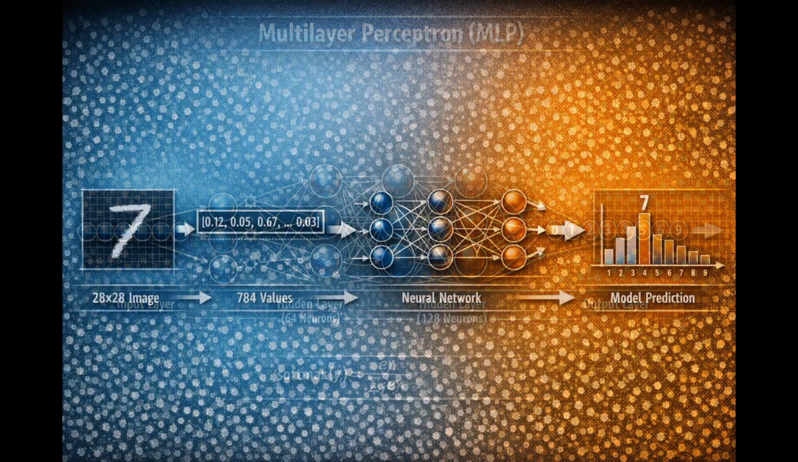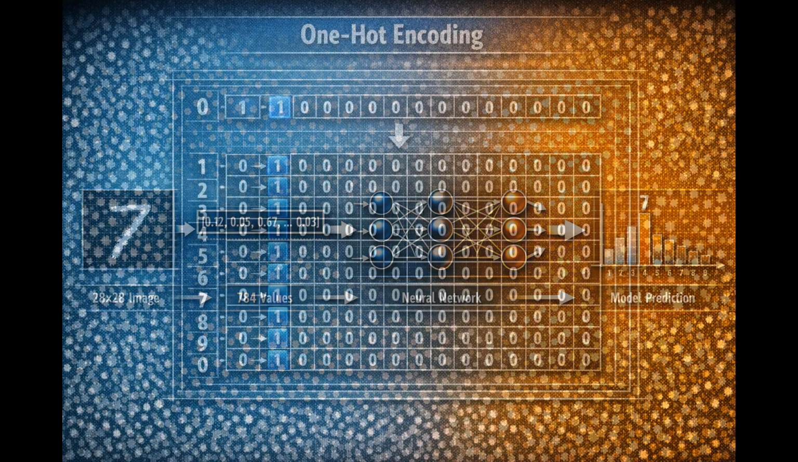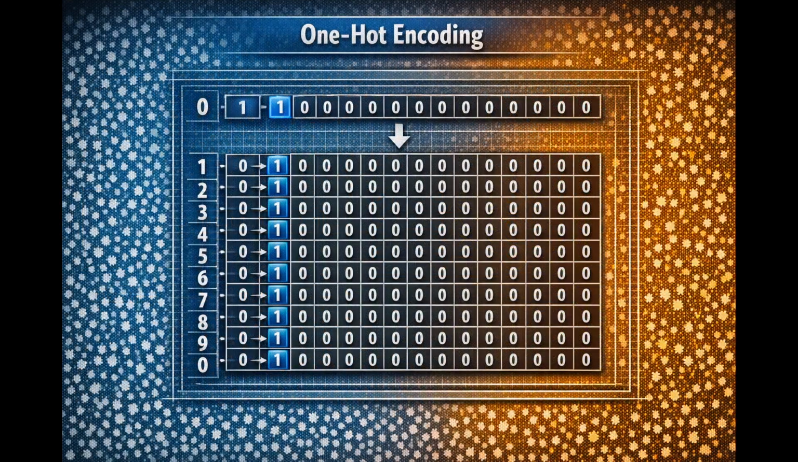Let's make this concrete with a classic example, classifying handwritten digits using the well-known MNIST dataset. Each handwritten digit is stored as a small 28 by 28 pixel grayscale image, where every pixel has an intensity value between 0 and 255. Since an MLP can't directly accept a grid of pixels, we flatten that 28 by 28 image into a single list of 784 values, essentially unrolling the grid into one long line of numbers. Each of those 784 values becomes one input feature for the network.